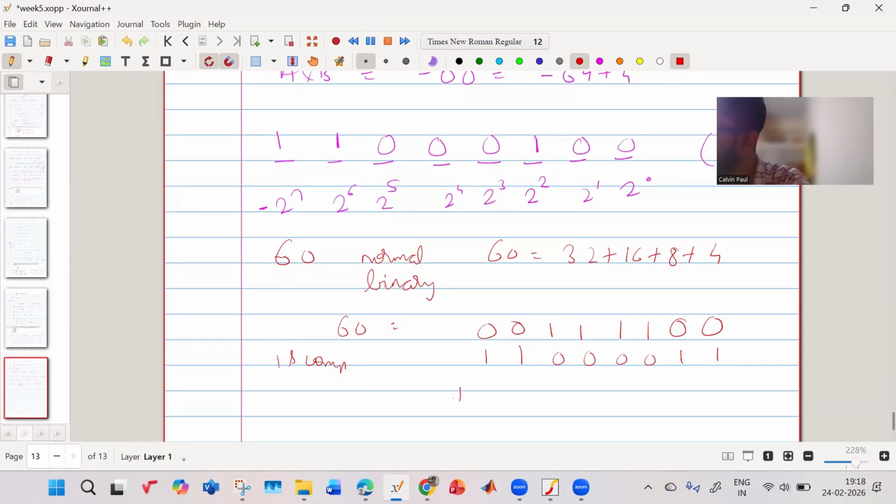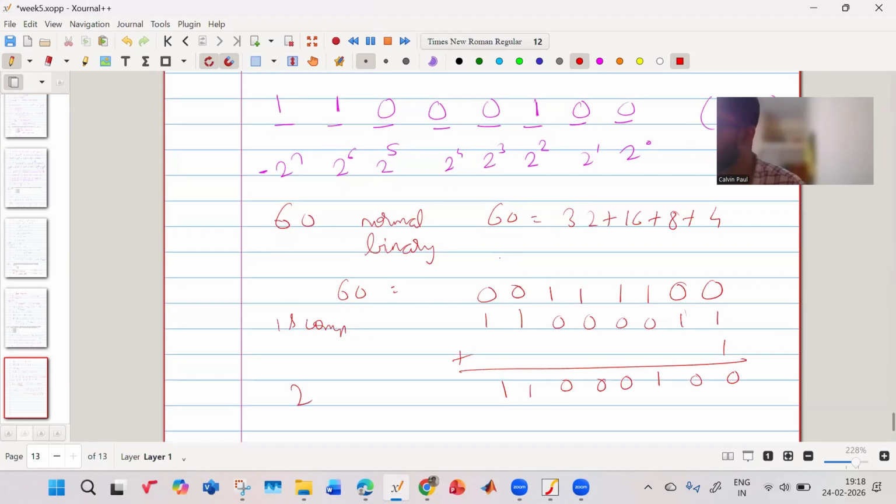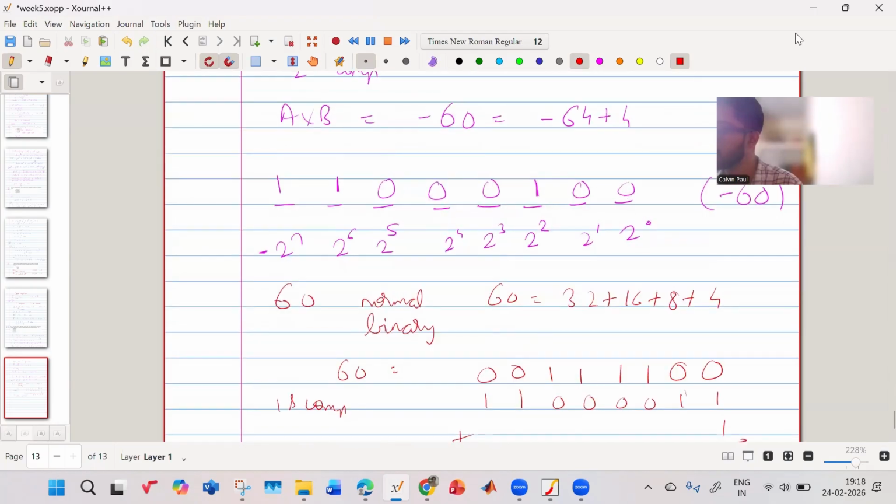Now you will add 1 to it. This becomes 0 1 0 1, you have 0 0 0 1 1. So this is your 2's complement. This is actually minus 60. And if you see it, it is the same as the top one as well.